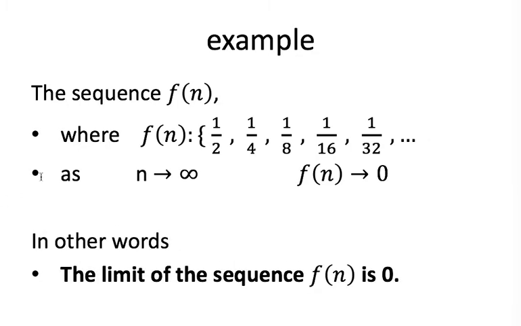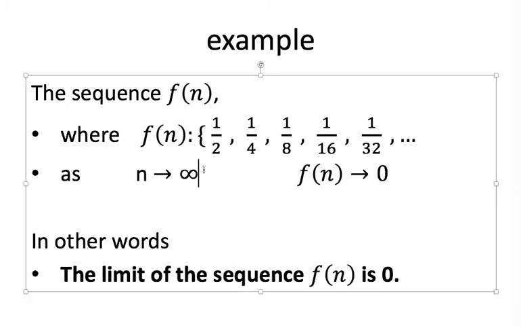That's a minor technical point here. So, because as n goes towards infinity, f of n goes towards 0, another way of just saying this is the limit of the sequence f of n is 0.